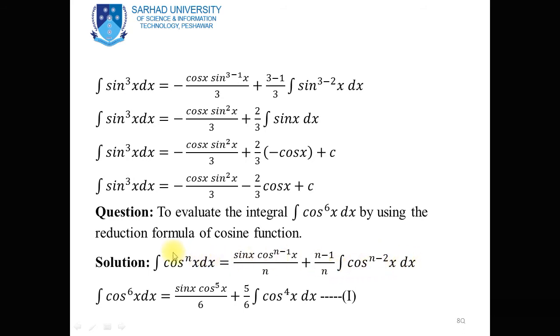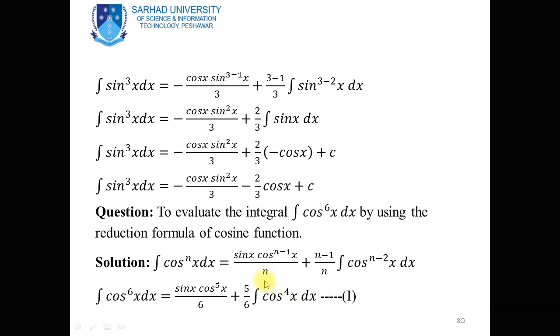Now just putting n equal to 6 in this formula, we get sine x cos^(6-1) x, that is cos^5 x, divided by 6 plus (6-1)/6, that is 5 divided by 6, into integration of cos^(n-2) x, and 6 minus 2 means 4. Now this is equation number 1.